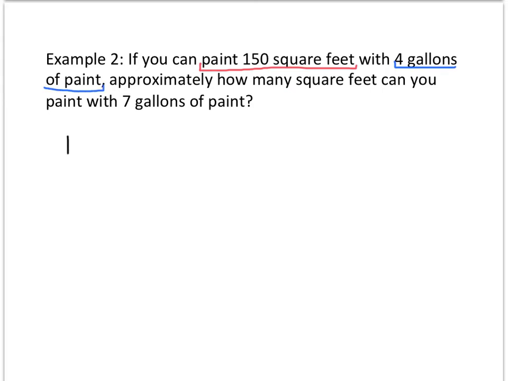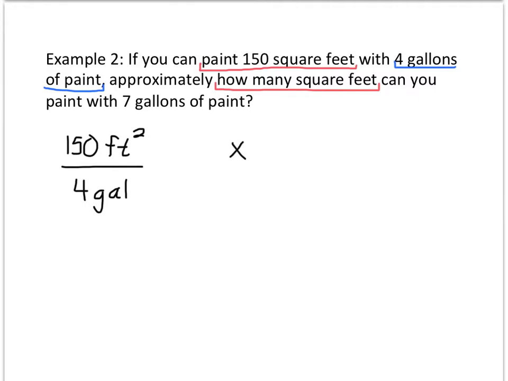If I start talking about 150 square feet, or in other words, feet squared, well, the question is, how many gallons of paint did I need to paint this 150 square feet? Well, I can see that it was 4 gallons. There's my first ratio where I know everything. Now I want to see, well, what am I trying to solve for? If I keep reading, it says approximately how many square feet. So, how many sounds like an unknown variable x, how many feet squared, or square feet, can you paint with 7 gallons of paint? So there's my second known value, 7 gallons.